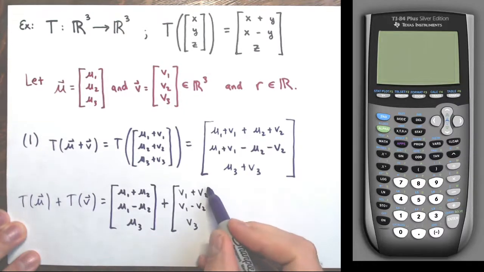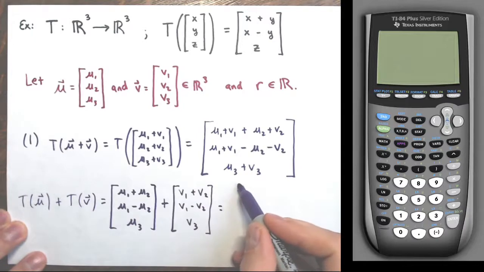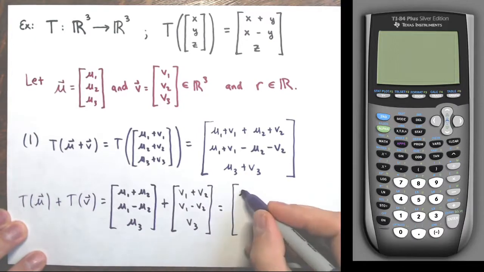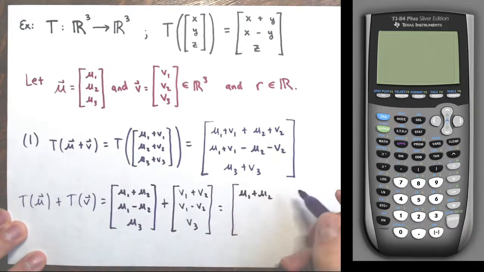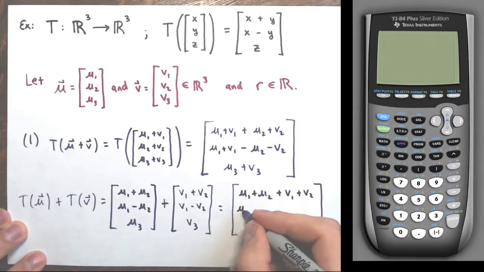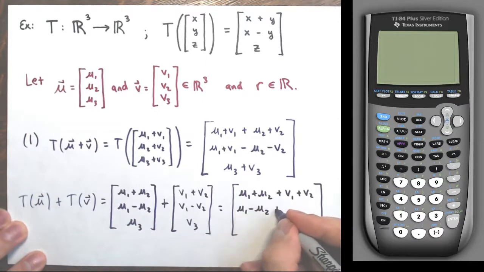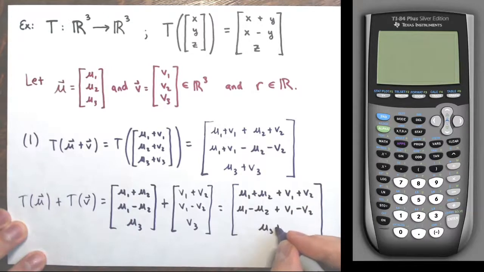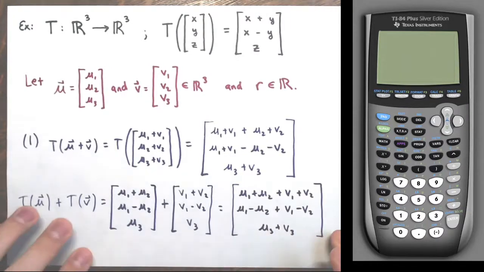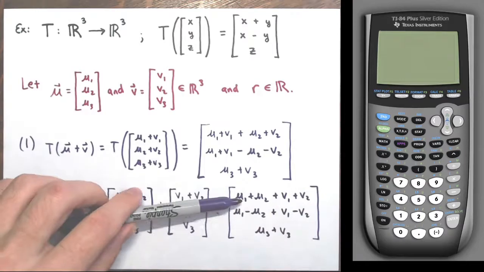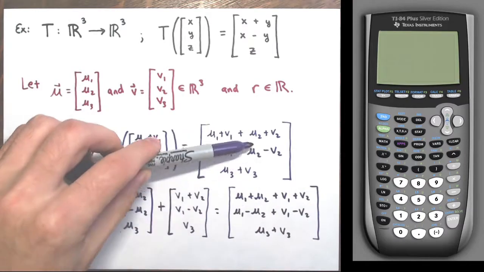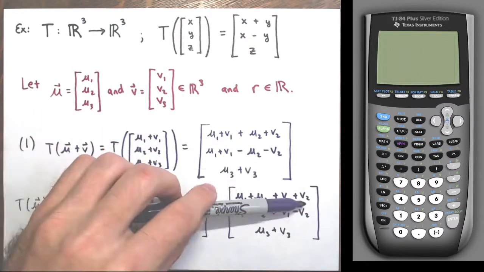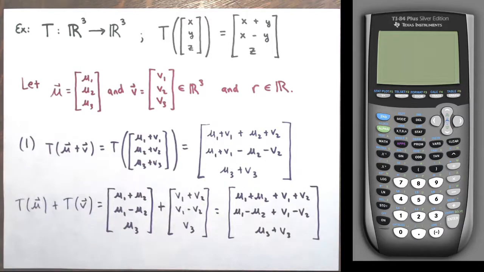Then putting these together, I have u1 plus u2 plus v1 plus v2 for the first component, and then u1 minus u2 plus v1 minus v2 for the second component, and then u3 plus v3 for the third component. And look, compare the components. First components, they both have positive u1, positive u2, positive v1, positive v2. So the first components are the same.